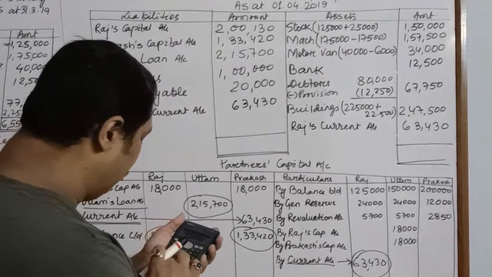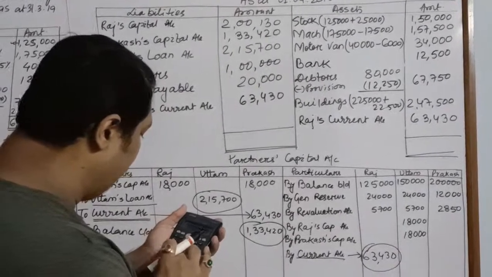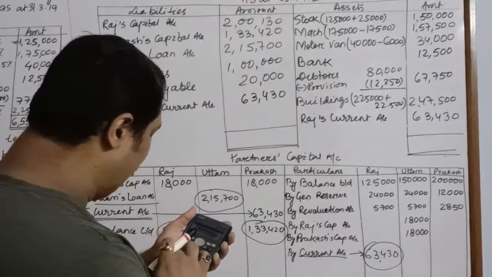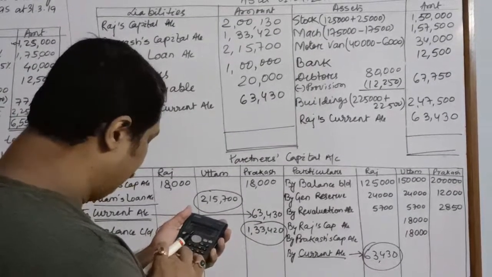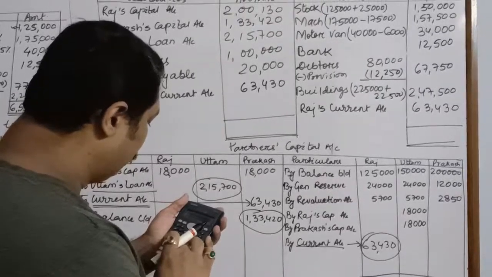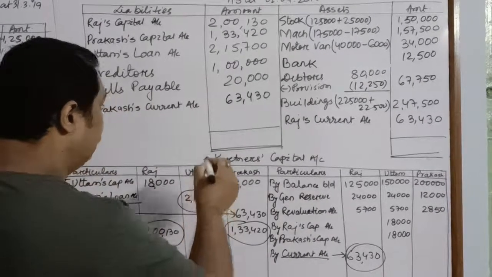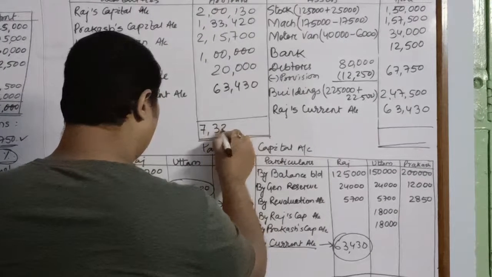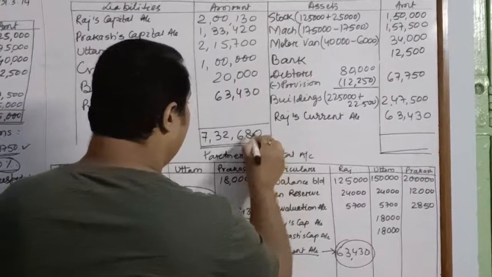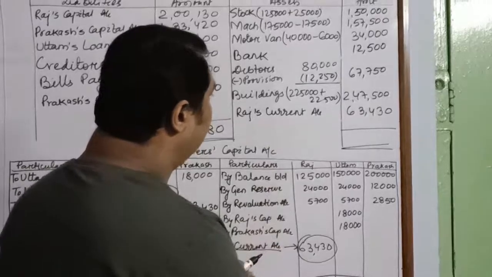21,30,000 plus 1,33,420 plus 2,15,700 plus 1 lakh plus 20,000 plus 63,430. This side it is 7,32,680. Let's check this side.